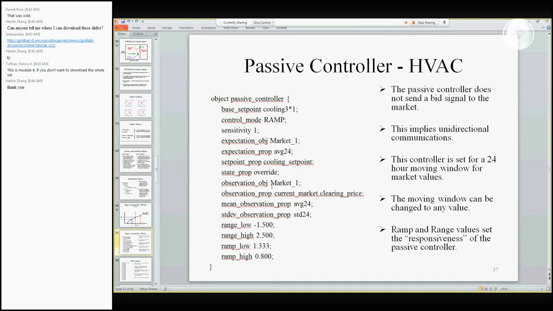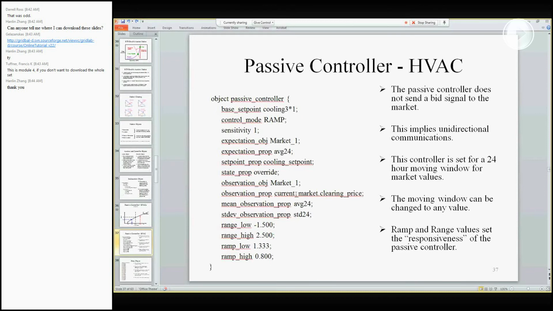And we also want to look at what the current situation is. So we're doing comparisons of past information to current information, or this could be predicted information versus current information. And so we want to observe, again, the same market in this case, but the property inside that market that we're going to observe is a property called current market clearing price.